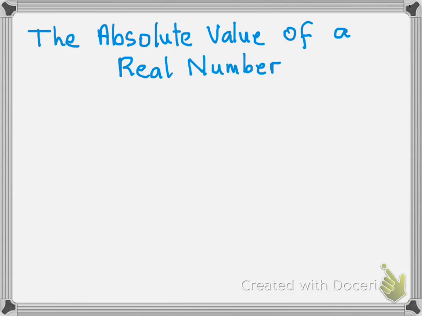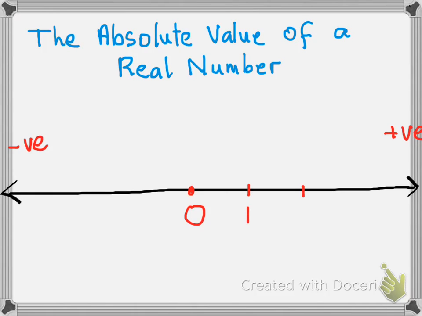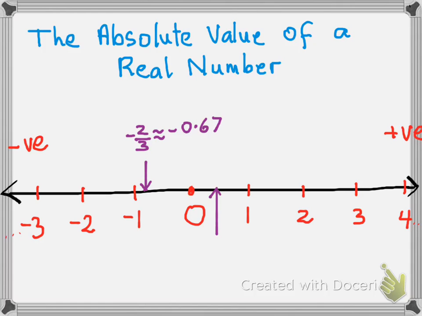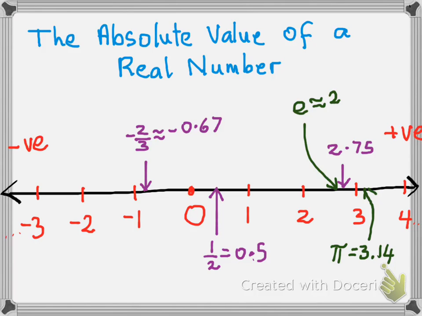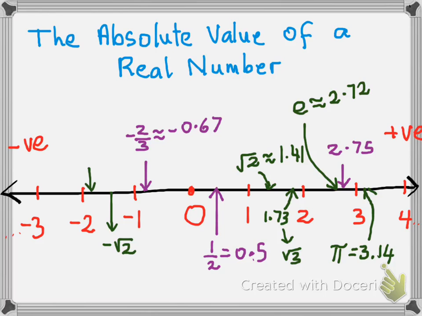Let's talk about the absolute value of a real number. Previously, we talked about the real number line and the placement of real numbers on this line. We identified whole numbers, both their positive and negative counterparts. We identified rational numbers, which you can write as fractions, and irrational numbers, which you cannot write as fractions. And all these can be placed on the real number line.